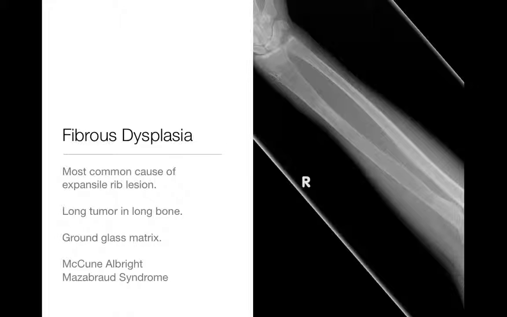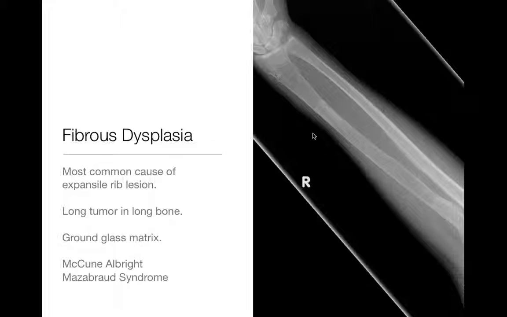All right, so F, fibrous dysplasia. What is fibrous dysplasia? Think of it as a long tumor in a long bone. It's classically described as having a ground glass matrix, which you can see here, which is really just smudged out fibrous tissue in there, and on the radiograph it looks smudgy like ground glass. These are not uncommon. Fibrous dysplasia is pretty common.